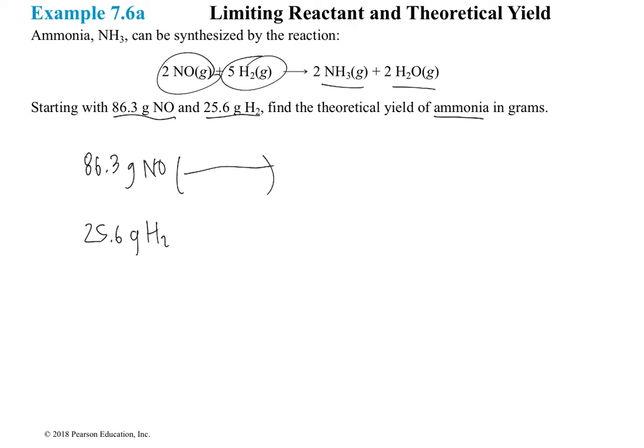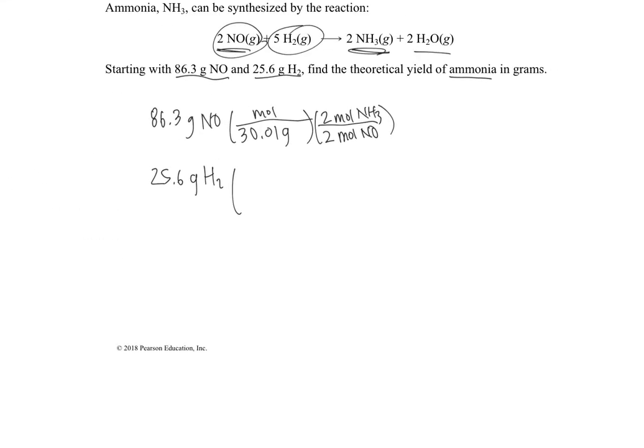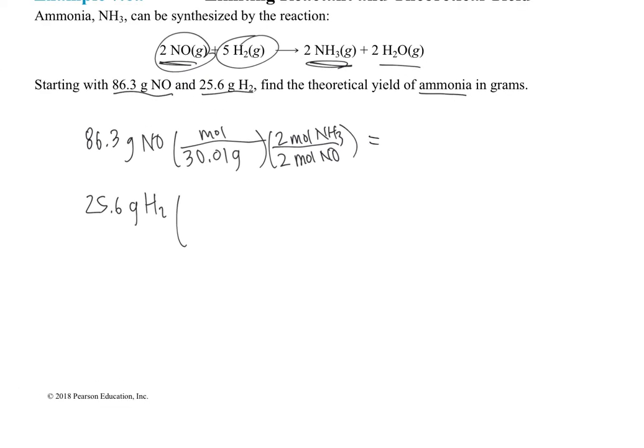I'm going to take nitrogen monoxide, 30.01 grams per mole, and then I'm going to go to moles of ammonia. So there's 2 moles of nitrogen monoxide for every 2 moles of ammonia. And, whoa, we can calculate that answer. So we get 2.8757 moles of ammonia. You can go all the way to grams of product if you like, or you can stop at the moles before doing your last calculation.